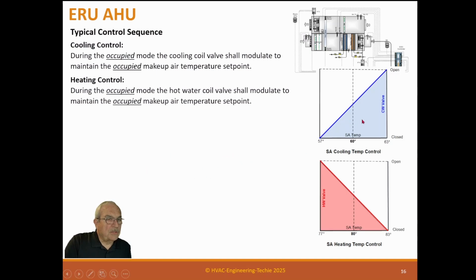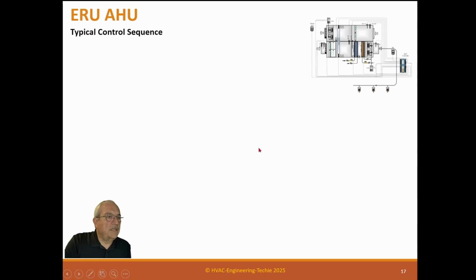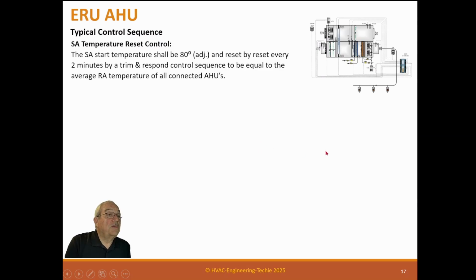Now remember, just like a DOAS unit, we can lower the cooling set point to give more cooling effect to all the air handlers connected, or we can raise the heating to higher than 80 degrees, depending on what you want to do. But normally both of these would be set right around return air temperature, 78, 77 degrees, 80 degrees. Supply air temperature reset control.